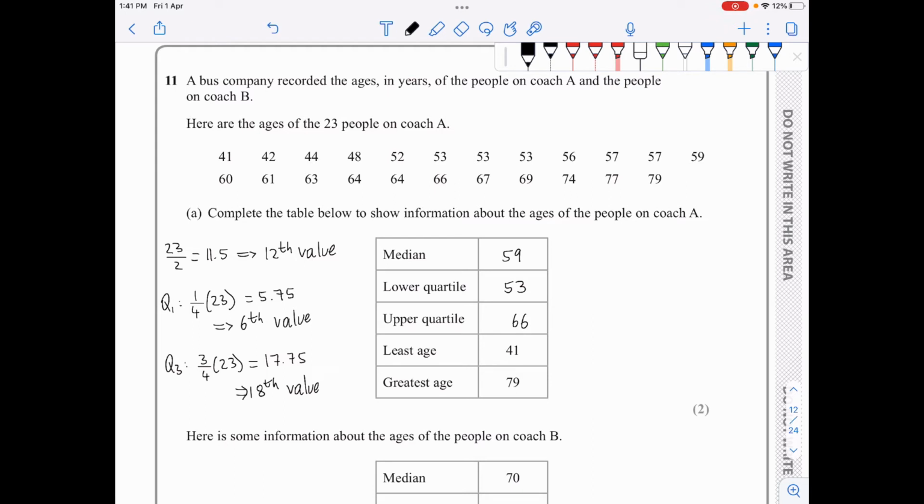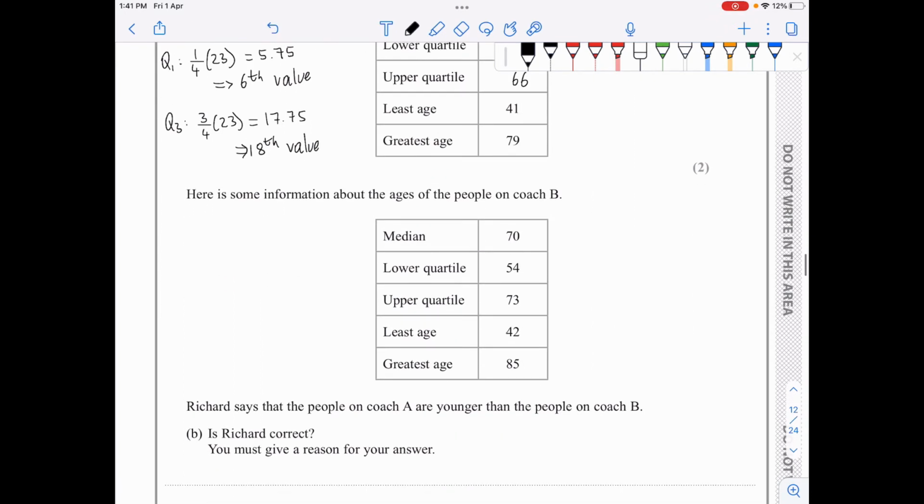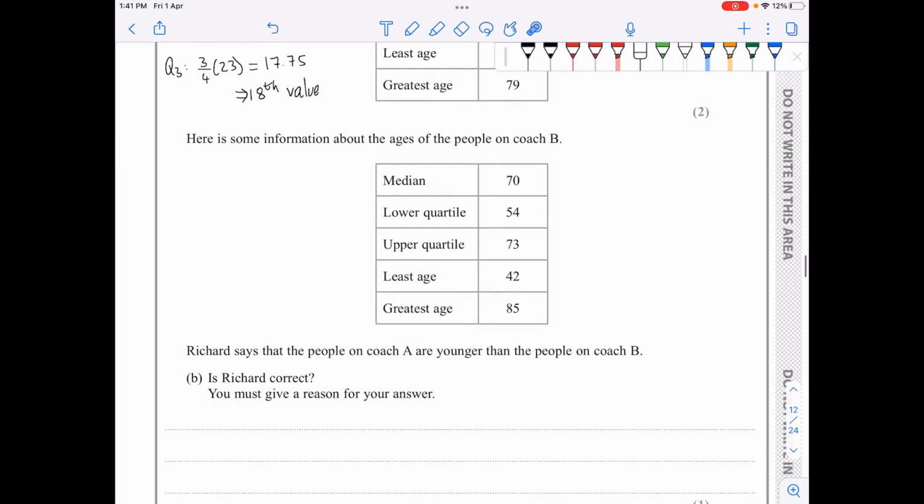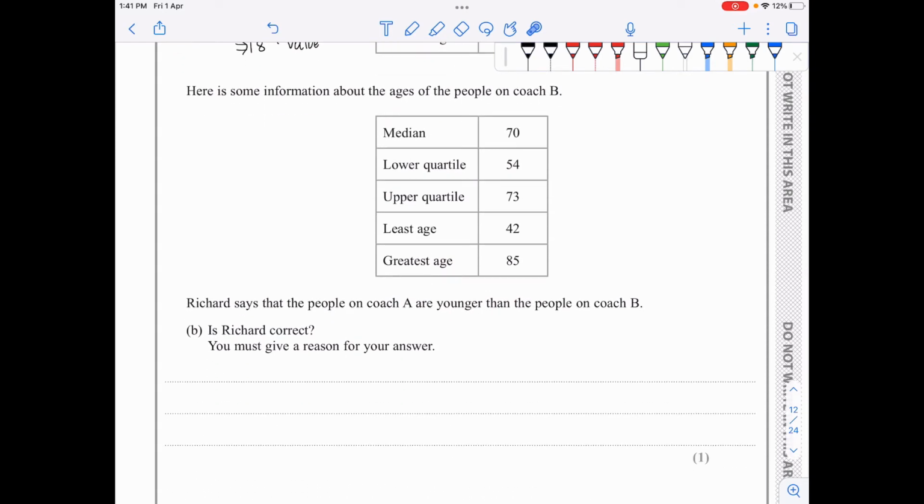Now, for people on coach B, we've got the corresponding table of statistics. And we've got Richard, who claims that the people on coach A are younger than the people on coach B. We need to decide whether Richard is correct and give a reason for our answer.